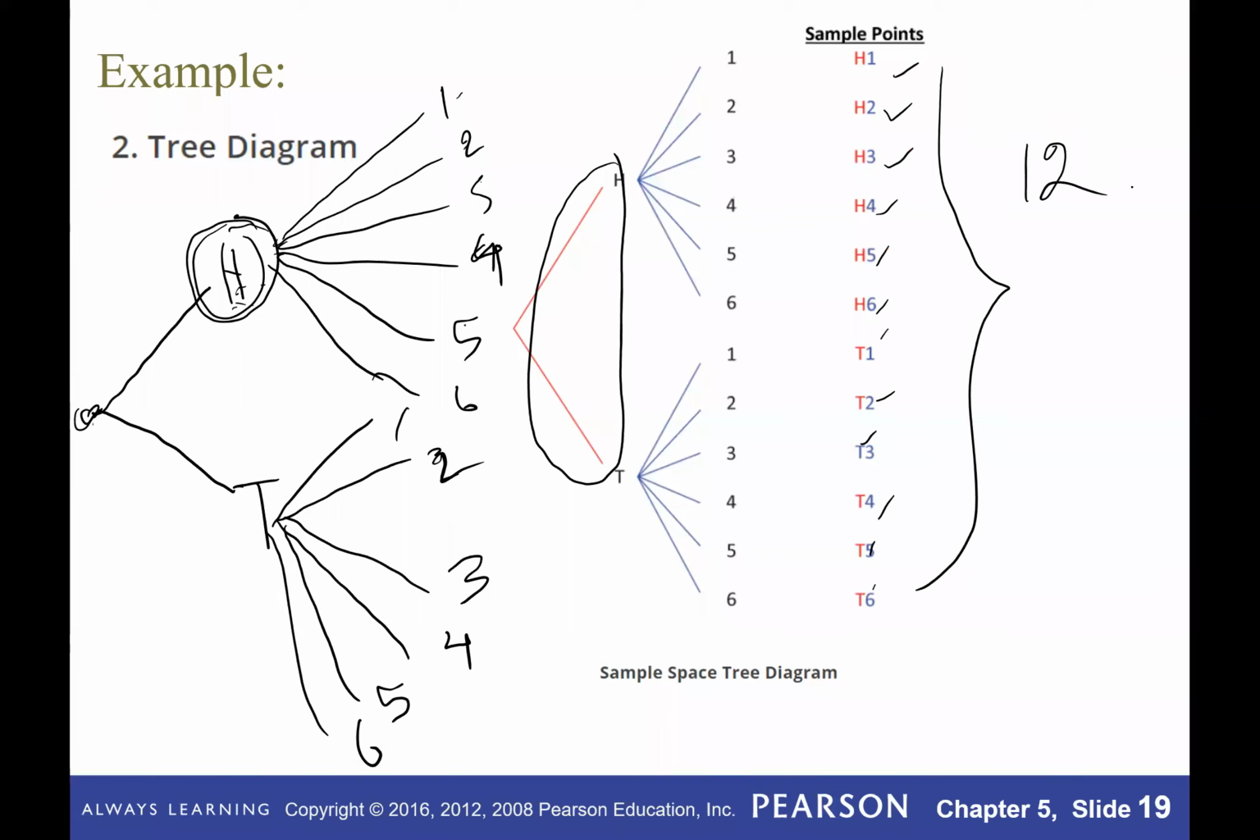So either you can list all the possible outcomes, or you can construct a tree diagram to get all the outcomes and define the sample space. And each outcome in the sample space is called a sample point. So here we have 12 sample points.